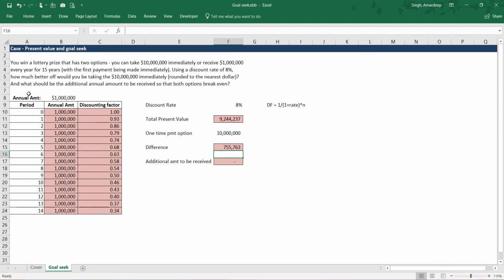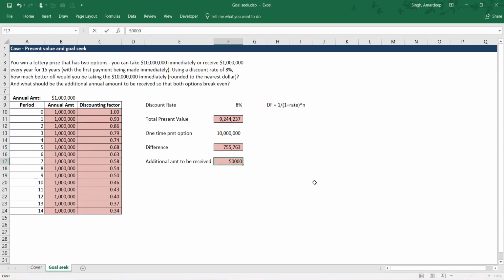Now the next question is what should be the additional annual amount to be received so that both options break even. Now in this example we are very clear on one fact, that $1 million is not sufficient to be received for the next 15 years, because that gives us a total present value of 9.2 million, and that is less than 10. Right? So if we were to actually make both the options break even, then we would need to receive some additional amount. Now what that additional amount should be, I don't know. Let me just put some random number. Let me just put 50,000 here.